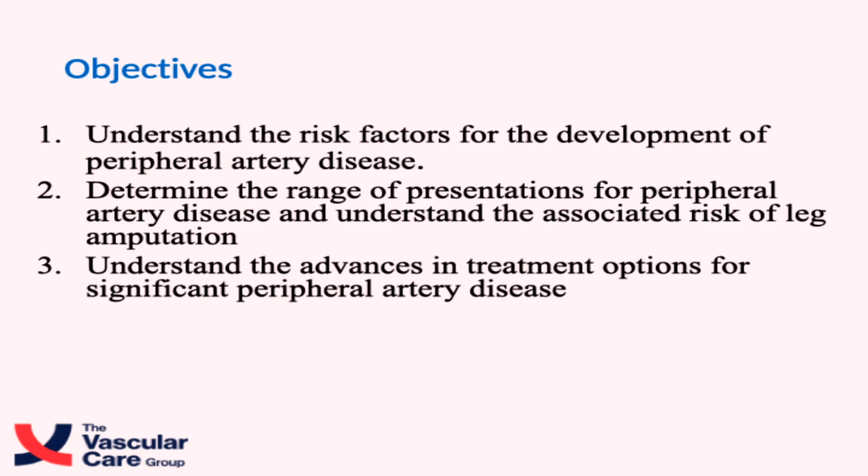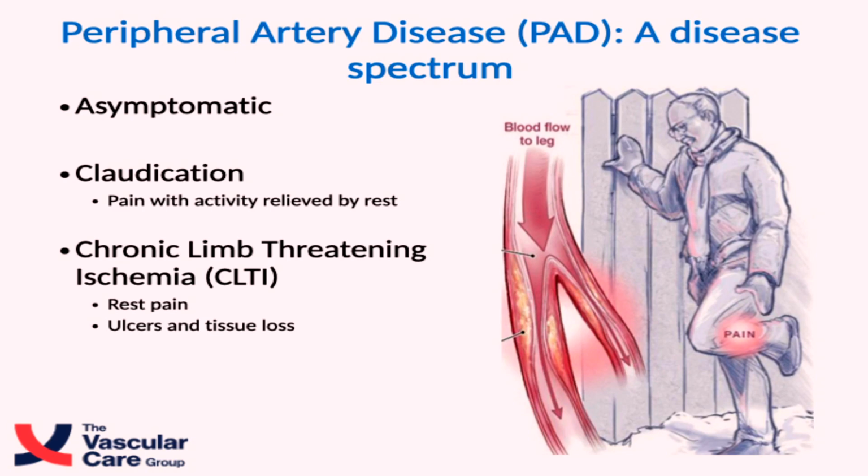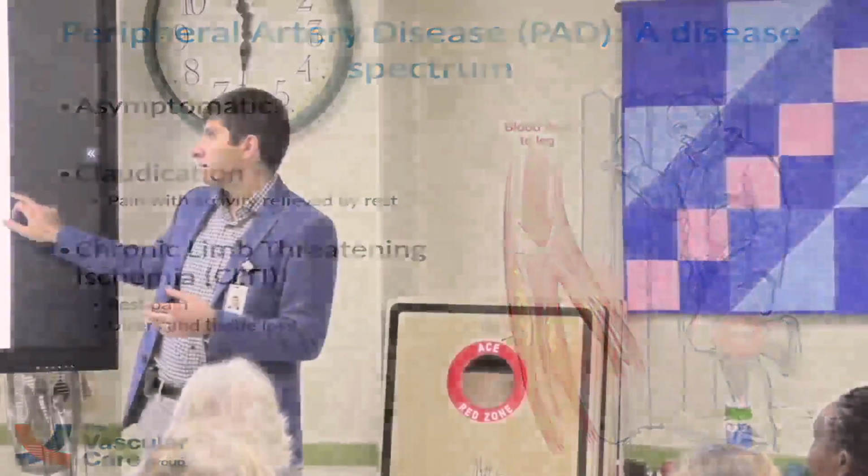PAD, peripheral artery disease, is very much a disease spectrum. Patients can be asymptomatic. You could have PAD and not know about it. Or you could develop symptoms which range from claudication, which we'll get into, which is pain that occurs with activity in your legs, or what's called chronic limb-threatening ischemia, termed CLTI, which includes pain occurring all the time, rest pain, or if you develop ulcers or tissue loss, wounds in your feet that are not healing. These are all manifestations of PAD.